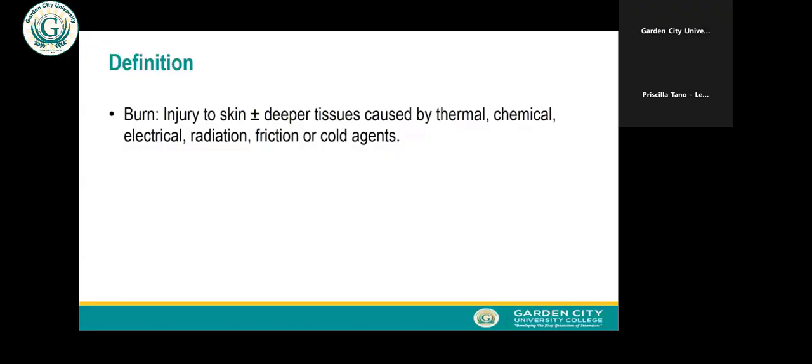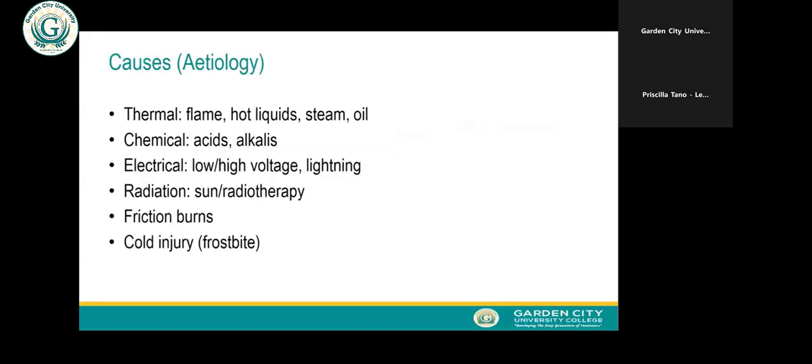We have the causes or types of burns, the etiology. We have thermal burns, which I'm sure most of us, especially the women, have had a few instances of before. Thermal burns come from heat: hot liquids, steam, oil, soup, water, flames. We have chemical burns: acidic, alkaline, and many other organic compounds. We have electrical burns: low or high voltage burns and lightning injuries.